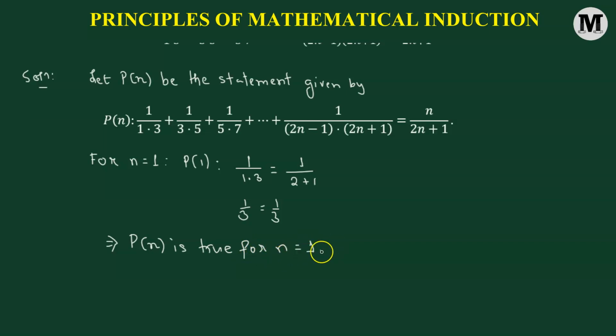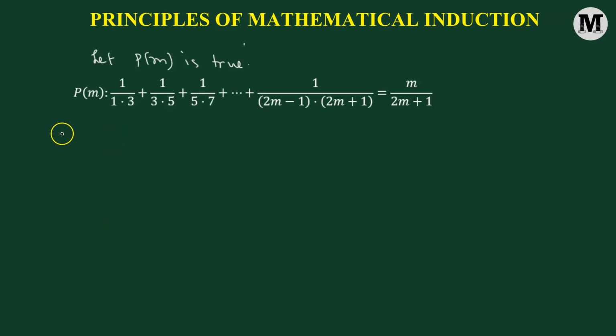Now that we have shown that it's true for n equals 1, we will suppose that the statement P of m is also true. So if P of m is true, all we have to do is take this particular statement and replace n with m. Now that we have the statement P of m, where m is some natural number, we have to specify that m belongs to the set of natural numbers. Our goal will be to show that this particular statement also holds true if we take the next consecutive natural number after m, which is m plus 1. So we need to show that P of m plus 1 is also true.